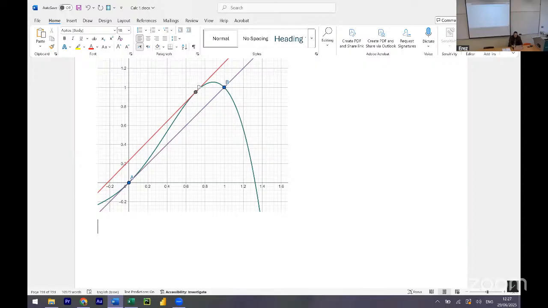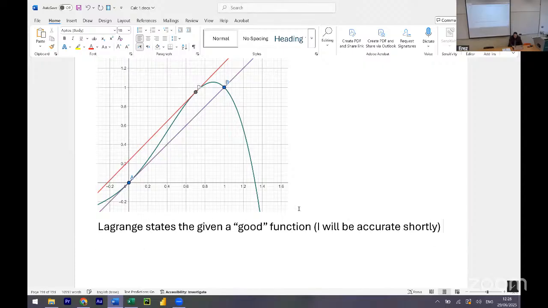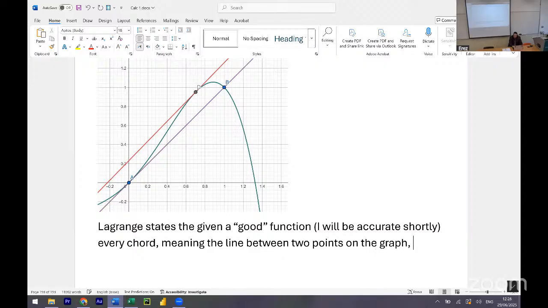I'm just excited to say it already. And so Lagrange states that given a good function, every chord, meaning the line between two points on the graph, is parallel to some tangent line. Every chord is parallel to a tangent line.